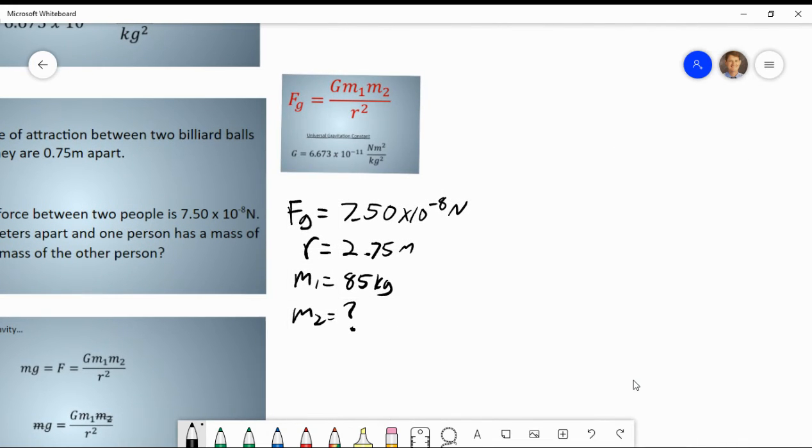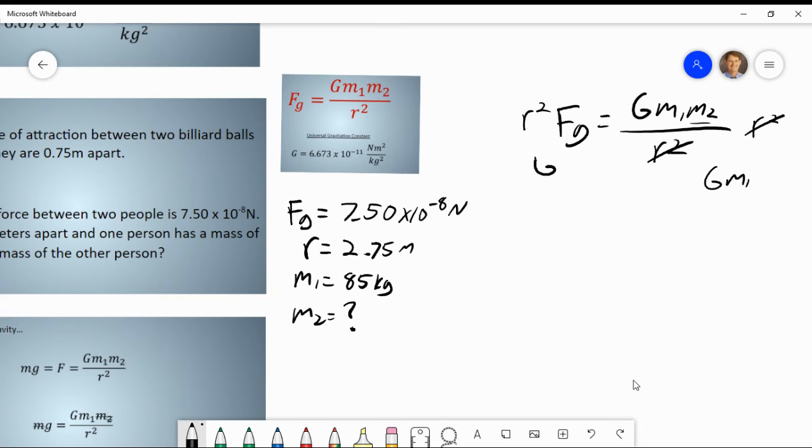So first, if I'm going to take this equation, force due to gravity equals G m1 m2 divided by radius squared, I got to solve for m2. Okay, so if I'm going to solve for m2, I'm going to first multiply by radius squared. That cancels out there. Then I'm going to divide by G m1 on both sides. And I'm left with m2 is equal to the force due to gravity times the radius squared divided by big G times m1.